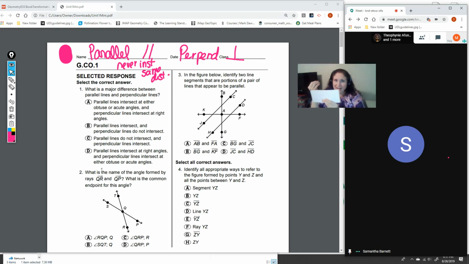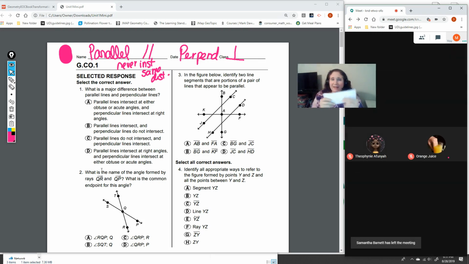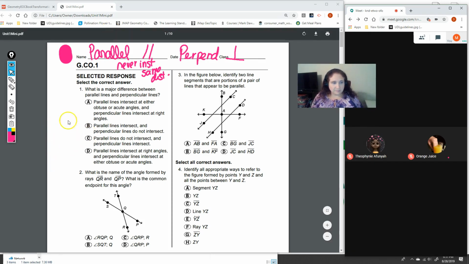Perpendicular lines intersect, and not only do they intersect, they intersect at right angles. As I said in the notes, if you have a random point, the shortest distance from a single point to a straight line is perpendicular. Okay, so in this case, the answer is going to be choice C. Parallel lines do not intersect, and you can also mention that perpendicular lines form right angles.